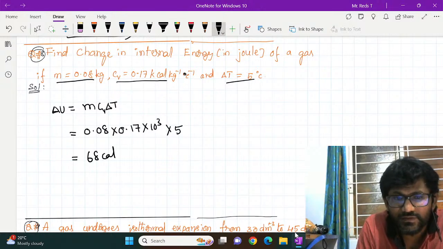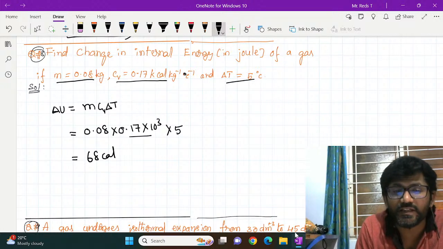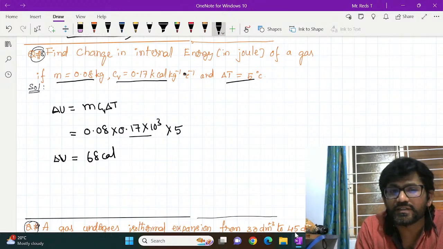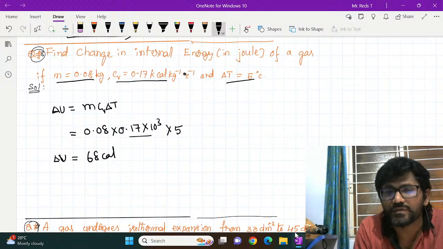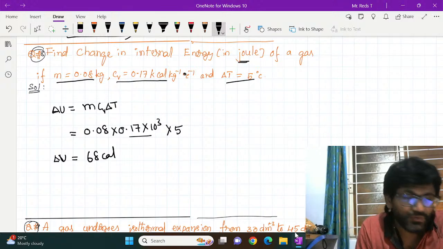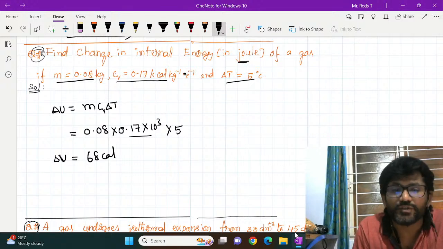calories. This gives in calories, because in this kilocalorie part you have kept this specific heat part in terms of calories. This is delta U in calories. But the question is, what is the change in internal energy in joules? In joules you want. So you should remember the conversion relation.